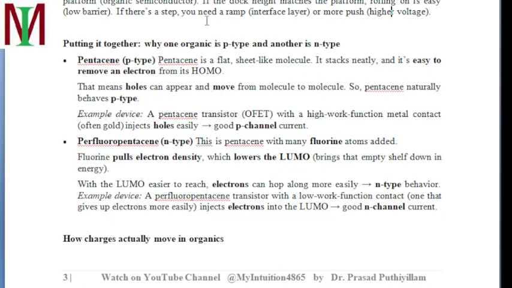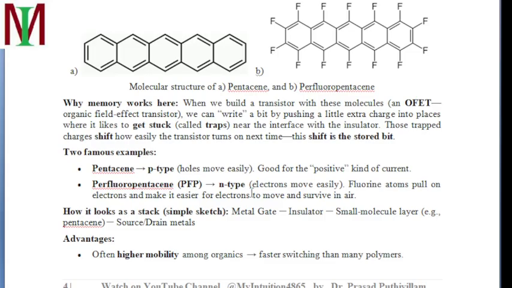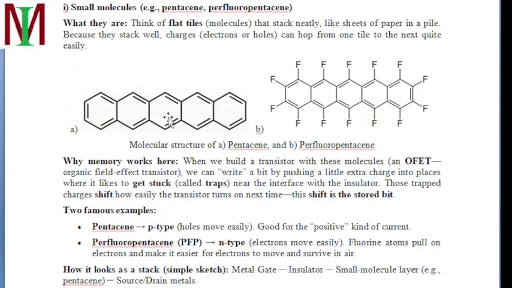Now putting all of what I discussed together, why is one organic material p type and another n type? Okay, examples are given. Molecules of pentacene. Pentacene is a molecule. Perfluoropentacene is also another molecule. I'll just show you the molecular structure. So this is called pentacene, which has all hydrogen. The structure fully contains carbon. Every corner has carbon, and wherever possible, hydrogens are there to occupy the four valence vacancy of carbon.